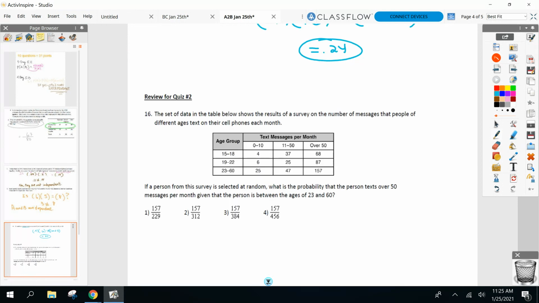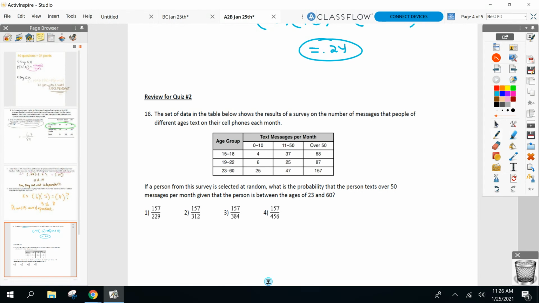16. It should say review for quiz 2 now. Okay, I got a couple more to do with you, and then I'm going to let you go on your own. Oh, that's right up your alley there, kids. Text messages per month, depending on your age group. And let's be real, we need a lot more categories than over 50 to hit you guys.